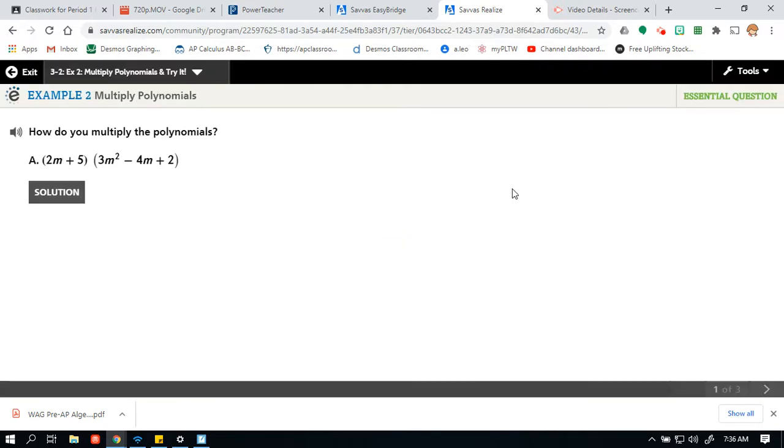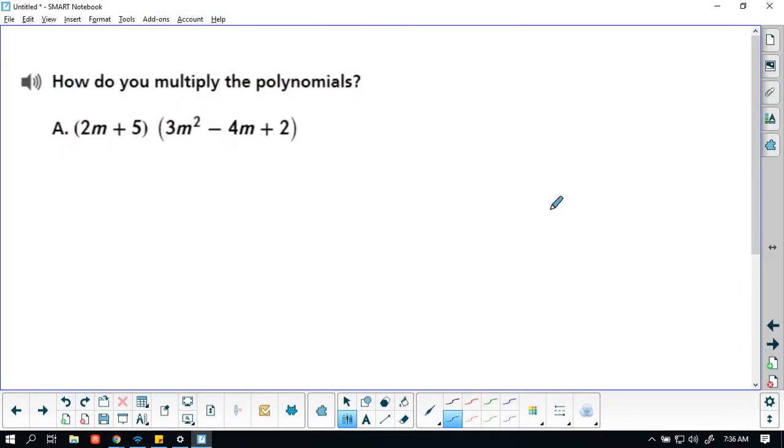Topic 3, lesson 2, example 2, multiplying polynomials in the Savvas Algebra 2 book, or I guess enVision's Algebra 2 book. So we're going to look at this multiplying. How do you multiply polynomials? We're going to start with the first part of this example, and we're just going to dive right into this. There's not too much explanation because we're going to use that distributive property that you learned back in Algebra 1.